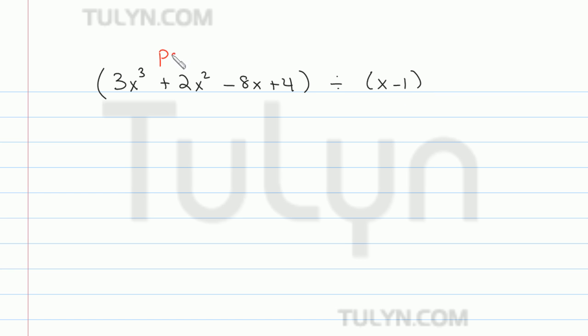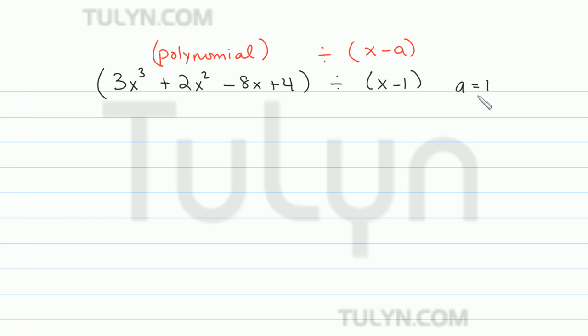Because we can use synthetic division if we're taking a polynomial divided by a binomial of the form x minus a. And in this case, a is equal to 1, right? So we can use synthetic division. So now we have to set up the problem.